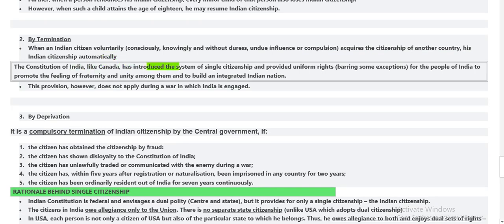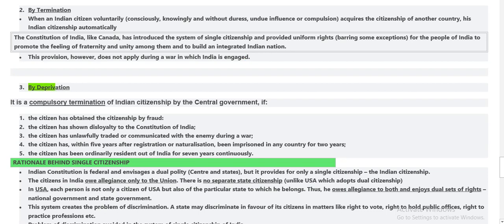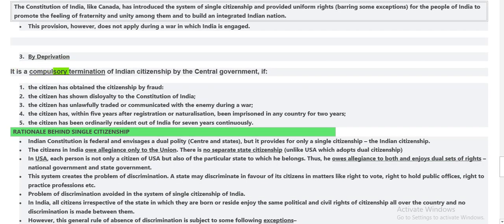his Indian citizenship automatically ends. The Constitution of India, like Canada, has introduced the system of single citizenship and provided uniform rights, barring some exceptions, for the people of India to promote the feeling of fraternity and unity among them and to build an integrated Indian nation. This provision, however, does not apply during a war in which India is engaged.